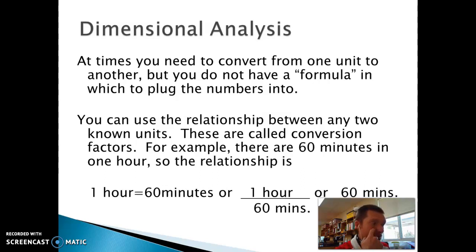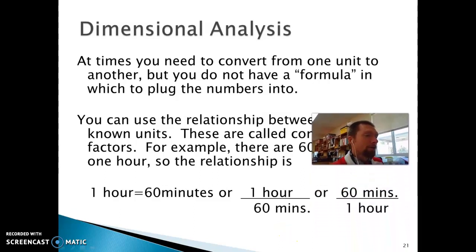So there's a couple of ways you can state that. So as conversion factors, we'll take this 1 hour equals 60 minutes, and we could either use it as 1 hour divided by 60 minutes or 60 minutes divided by 1 hour. And if you're a math nerd or whatever, you probably realize that when you have two quantities that are equal, like let's say x equals y, so 1 hour equals 60 minutes.